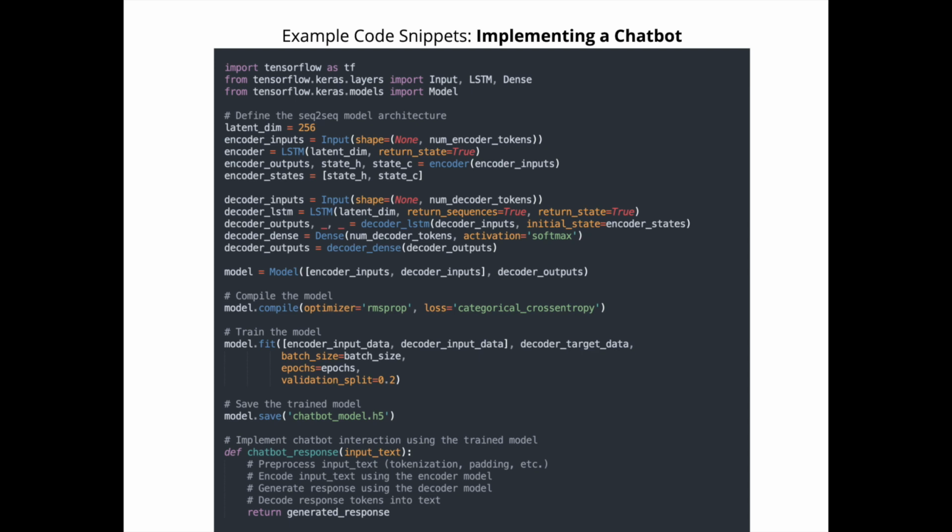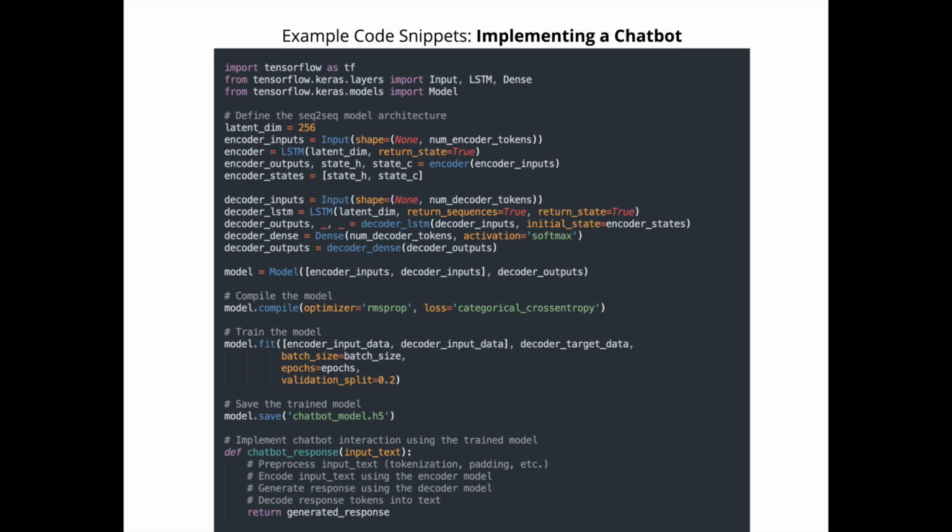Decoder_outputs, we call the decoder_dense function and pass it the decoder output that we get. Then we call the Model function and pass it the encoder_inputs and decoder_inputs in an array, and then the next parameter of decoder_outputs. Then we compile the model by calling the compile function. We pass the optimizer as RMSprop and loss function of categorical crossentropy. Then we train the model by calling the fit function and pass it an array of encoder input data, decoder input data, and then pass the decoder target data.